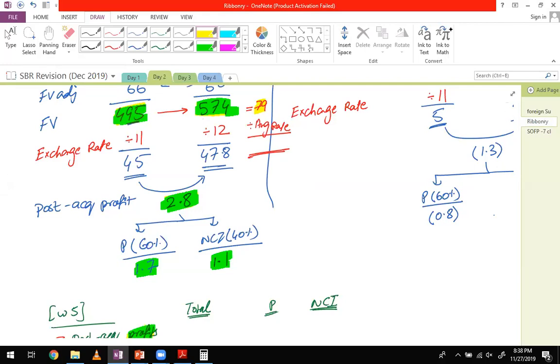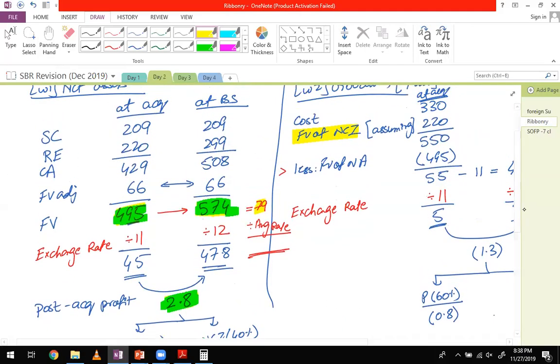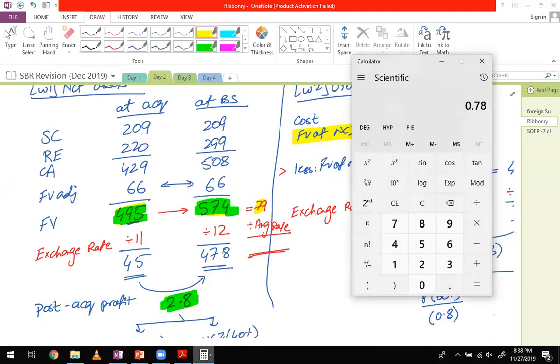Okay, Mohammed Lamin is saying, please check the exchange rate working at the year end. Mohammed Lamin, if there's any error in the calculation, you can tell directly. Let me check, it's 209 plus 299 plus 66 divided by 12. It's 47.8, Mohammed Lamin.